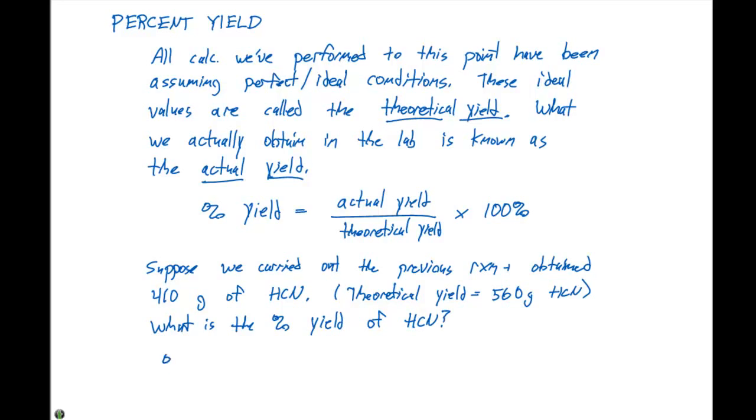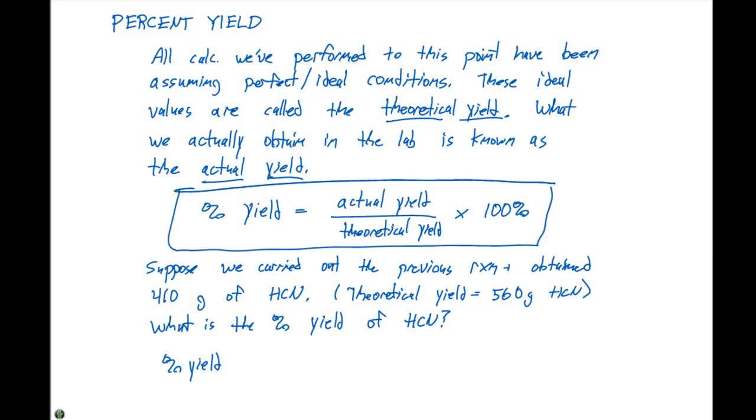And again, our percent yield, we're going to use the formula listed right in here inside this box, is going to be equal to the actual yield, which was 410 grams of HCN, divided by the theoretical yield, which is 560 grams of HCN, times 100%. And when we multiply this out to two significant figures, we're going to get 73% for our percent yield.